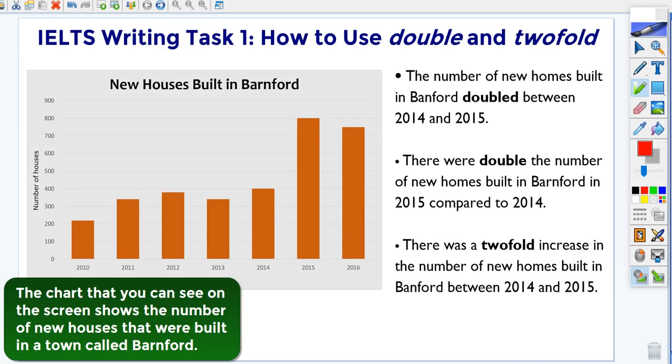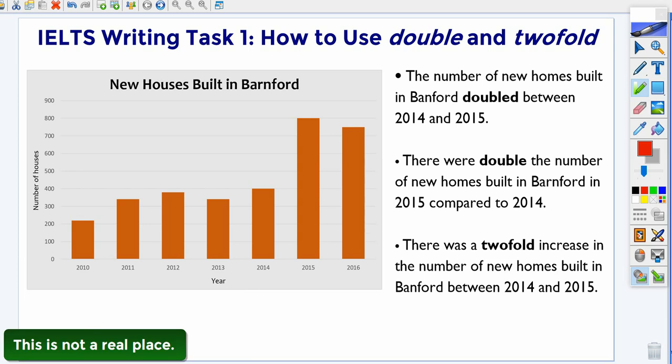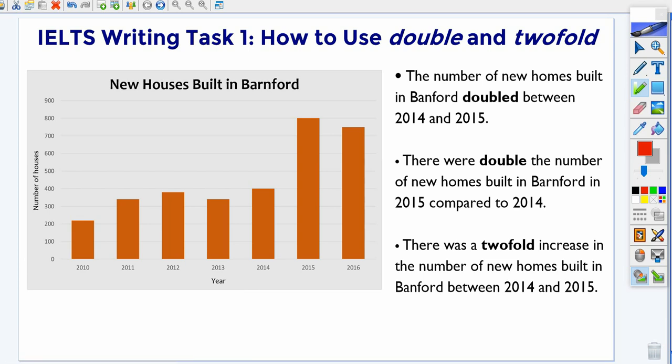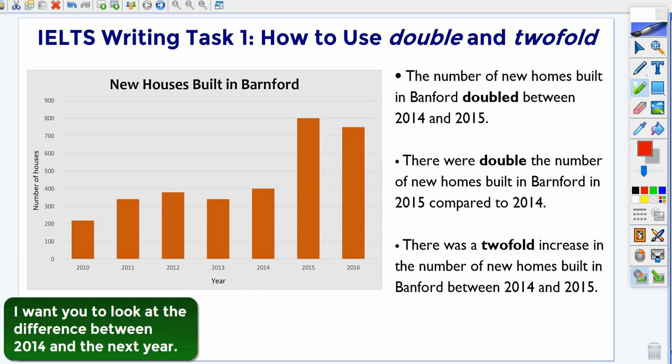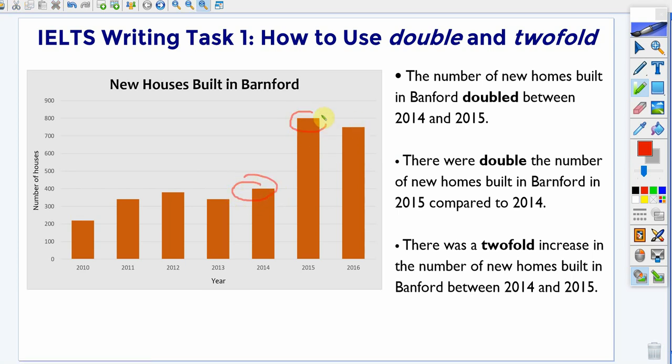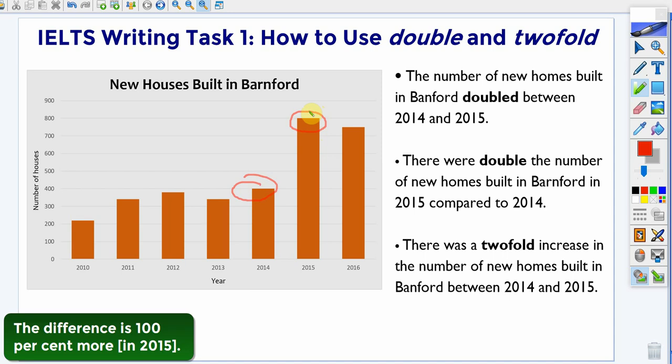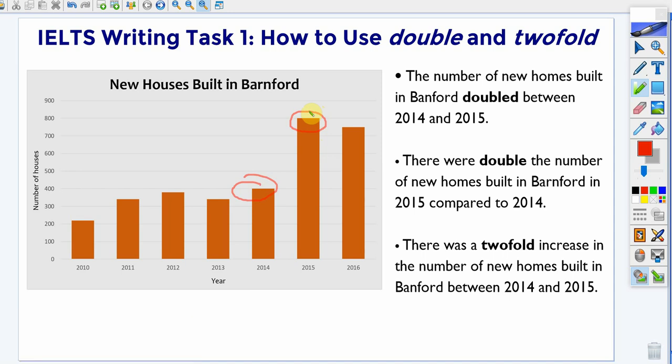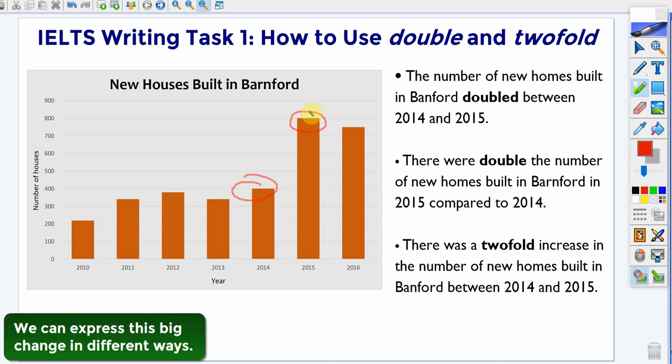The chart that you can see on the screen shows the number of new houses that were built in a town called Barnford. This is not a real place. I want you to look at the difference between 2014 and the next year. The difference is 100% more. We can express this big change in different ways.